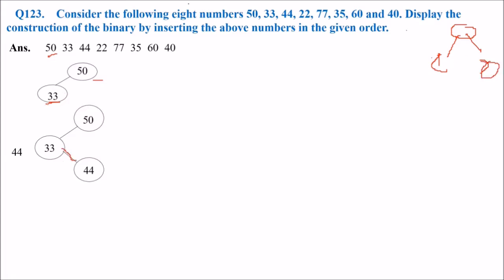Same logic. 22 has come. 22 is less than 33, so we'll place it on the left side. So 22 will come here. This is our binary tree.